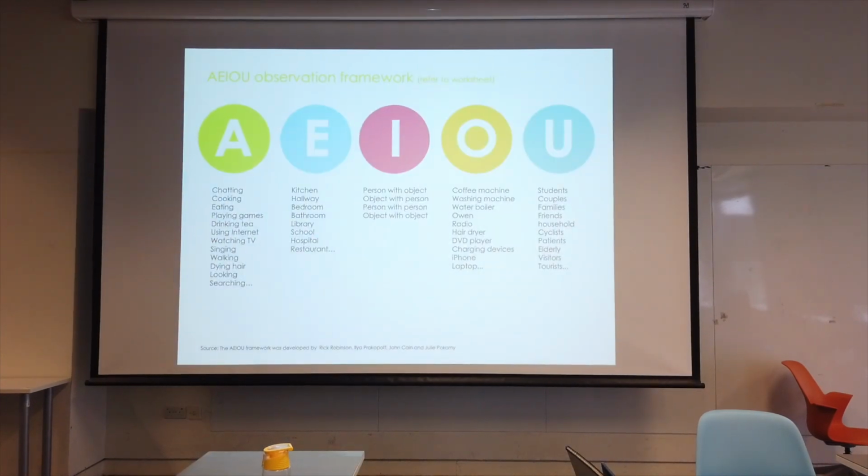That's why we introduced a method called AEIOU. It's an abbreviation of five words. A stands for activities, okay? What kind of activity are they doing? Here are some examples: chatting, complaining, playing games. So you have to identify them.